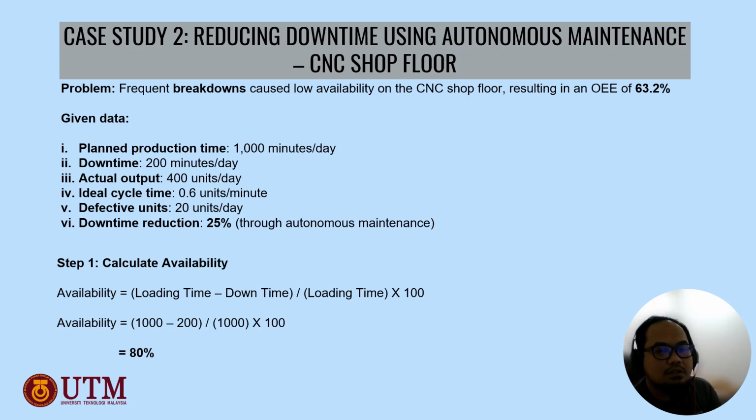In this case study, we also want to determine the OEE. As we know from case study number one, the OEE formula is equal to availability times performance times quality. Step number one, we calculate the availability. The availability formula is loading time minus downtime over loading time. From this case study, we got an availability of 80%.